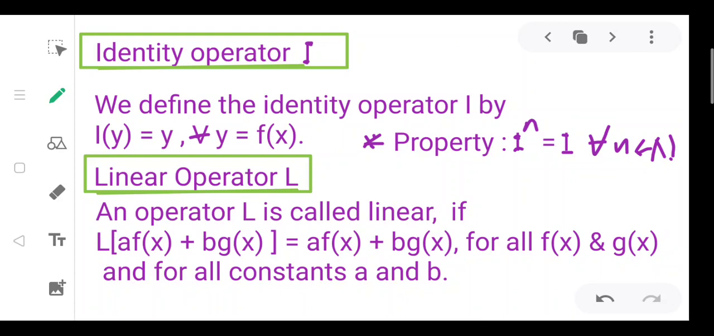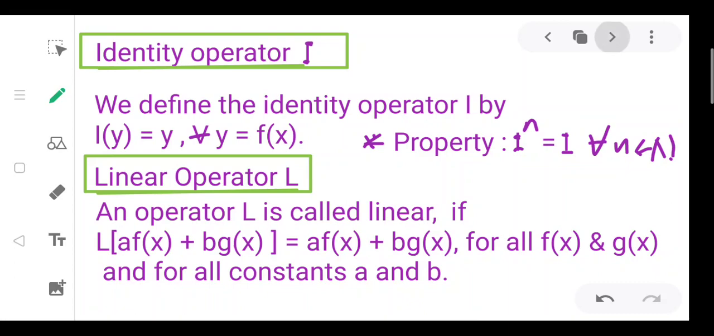Now we will see what is a linear operator. We shall denote it by L, the first letter for linear. An operator L is called linear if it satisfies the following condition: L of a f of x plus b g of x equals a L of f of x plus b L of g of x, for all functions f of x and g of x, and for all constants a and b.